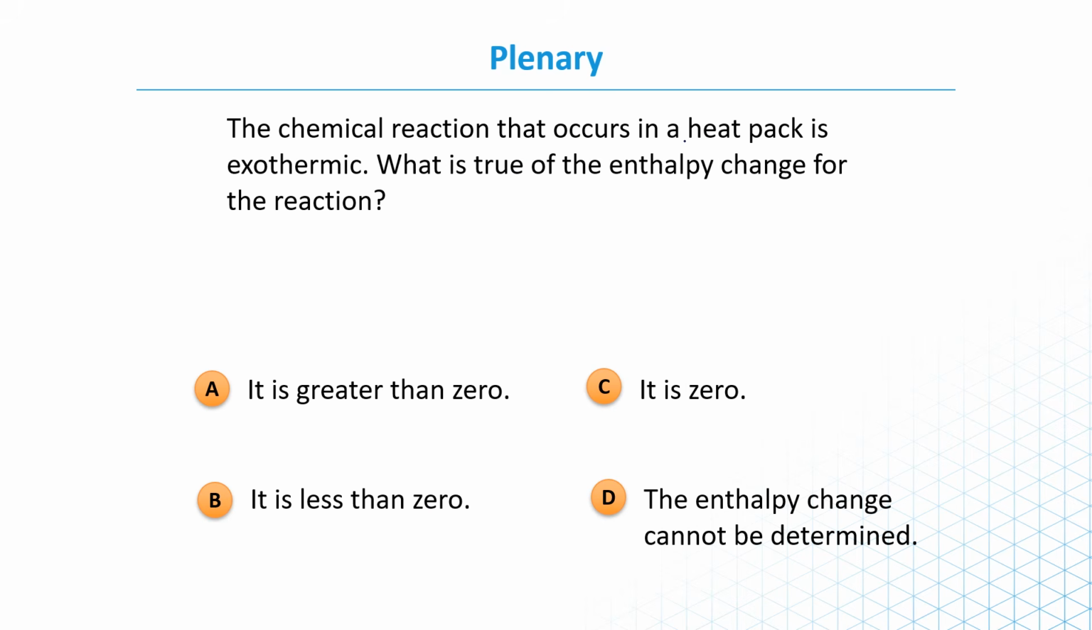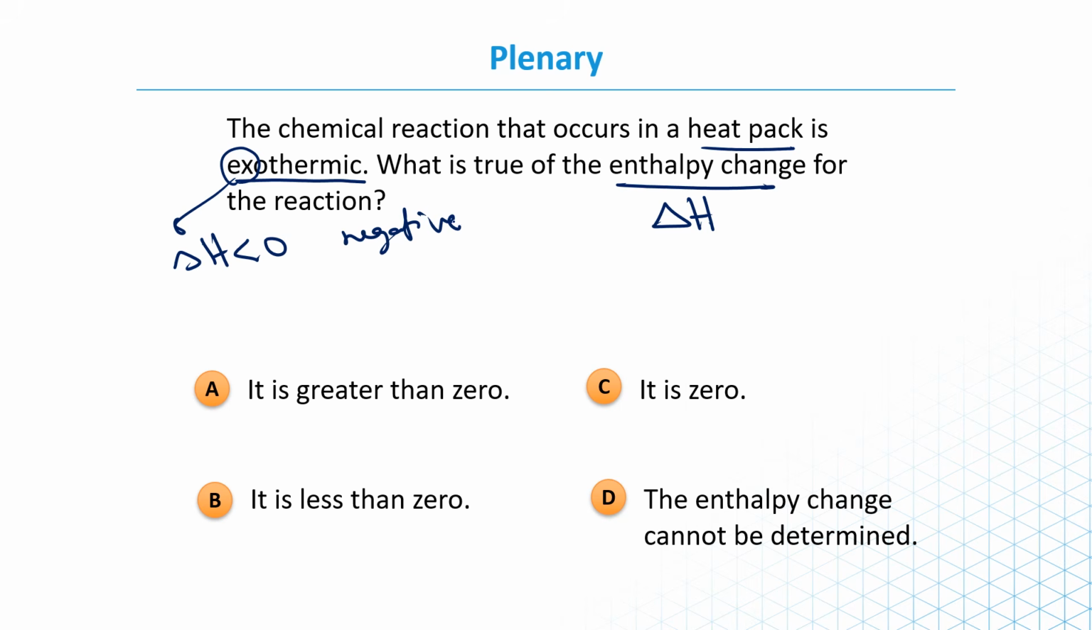The chemical reaction that occurs in a heat pack is exothermic. What is true of the enthalpy change for this reaction? Enthalpy change means delta H. Is delta H equal to 0, less than 0, or more than 0? Remember, we said exothermic means delta H is less than 0, negative, because it loses heat. So it's going to be less than 0.